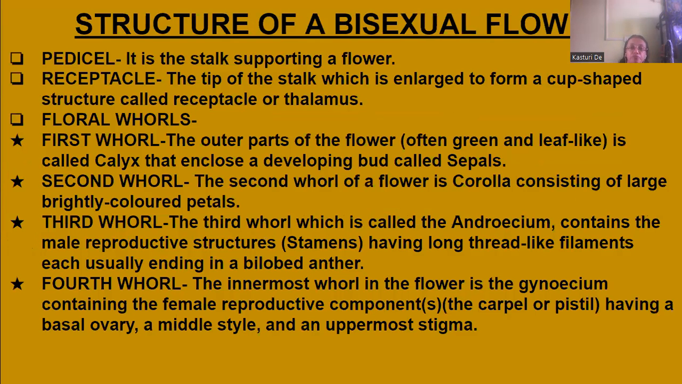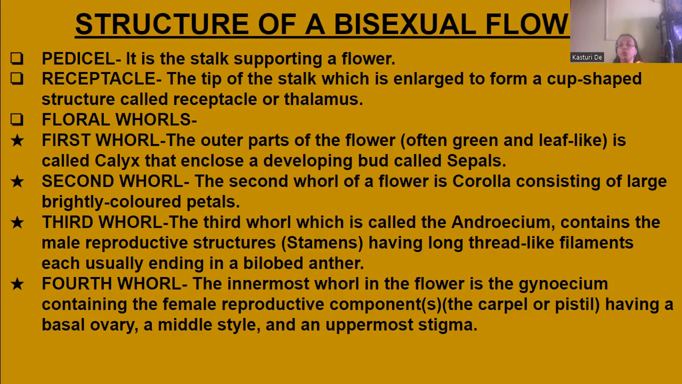Next, we come to the different structures which we find in a bisexual flower. A bisexual flower means a flower which has both the male and the female organs of reproduction. In the case of plants, the male reproductive organ is known as androecium, and the female reproductive organ is known as gynoecium. Now let us start with the structure.